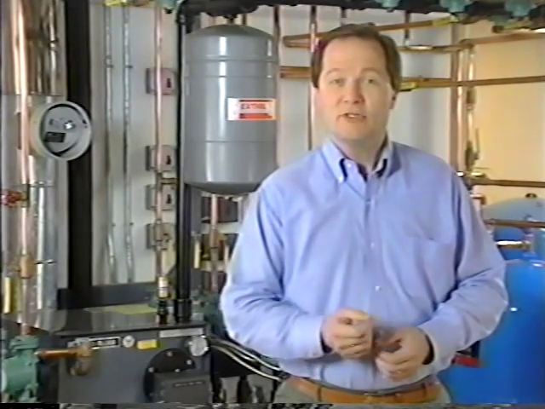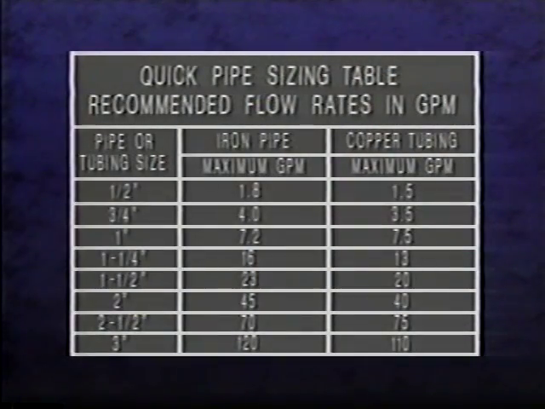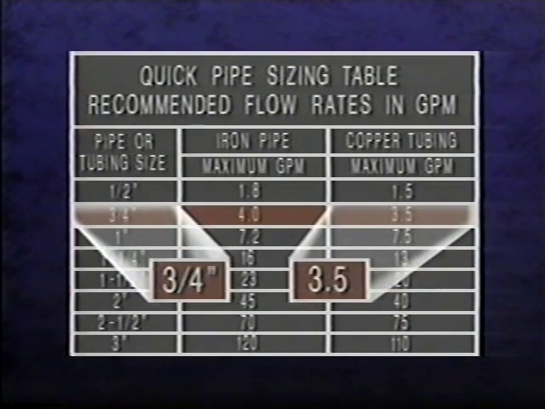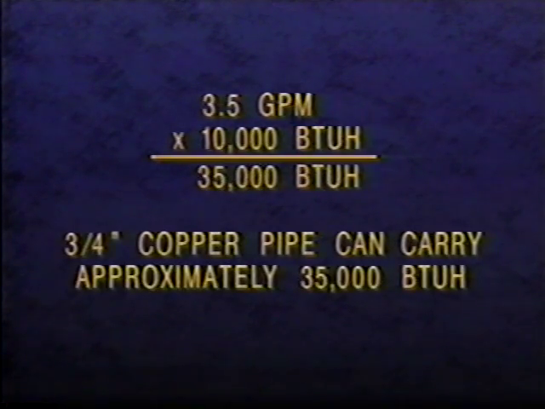Because different pipe sizes limit the ability of the system to deliver an adequate supply of heat, the correct sized pipe as compared to BTU capacity and flow rate must also be determined. Standard fin tube baseboard radiation is typically 3/4 inches. So let's assume that we're piping a house with all 3/4 inch pipe. By looking at the flow rate pipe size chart, a 3/4 inch copper pipe has a maximum flow rate of 3.5 GPM. This means that this 3/4 inch copper pipe is limited to a flow rate of 3.5 GPM. By multiplying 3.5 GPM by the standard 10,000 BTUH per gallon of water, a 3/4 inch copper pipe can carry approximately 35,000 BTUH.